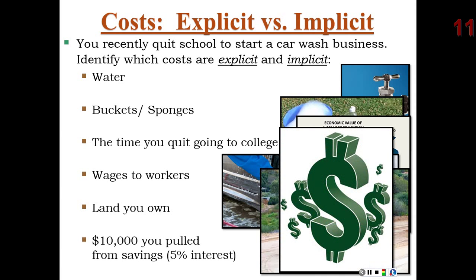Okay. What about the $10,000 you pulled from savings, where it was earning 5% interest, right? If you pull the money from savings and are using it to start your business, that means you didn't have to borrow money, so that's good. You don't have to pay an explicit cost of interest. But if you had left the $10,000 in savings, you could have earned 5% interest on it. The fact that you used it for your business means you're missing out on that foregone interest. That is an implicit cost. An economist would count it, accountants wouldn't.